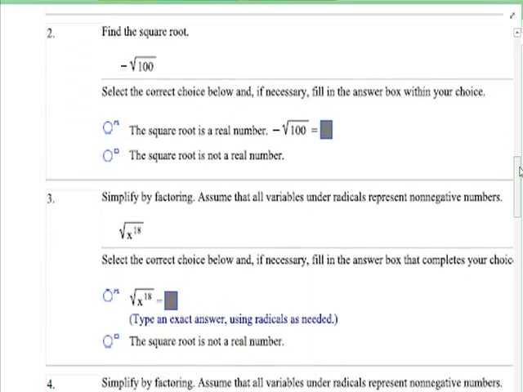All right. What is the negative of the square root of 100? This is just like there is a -1 times the square root of 100. The square root of 100 is 10. That negative on the outside says it is -10.